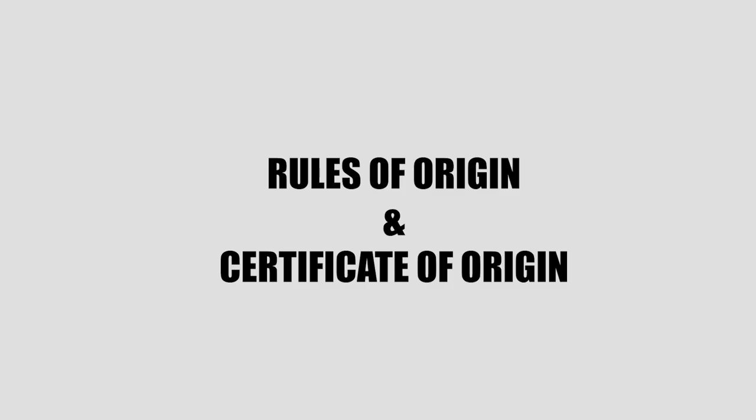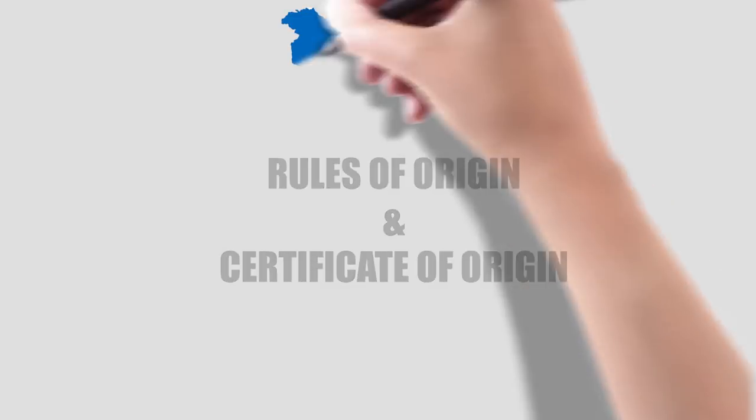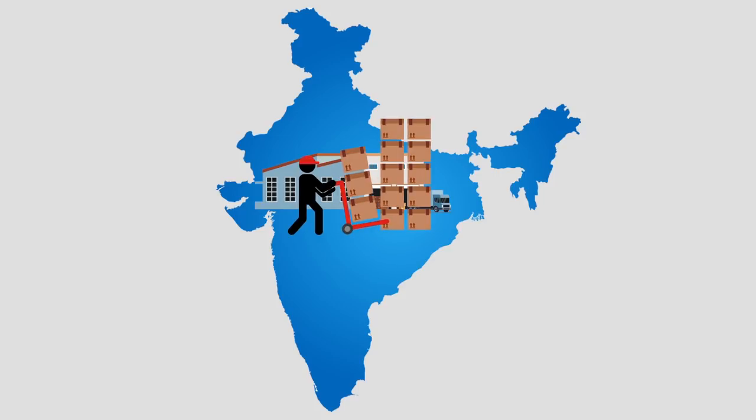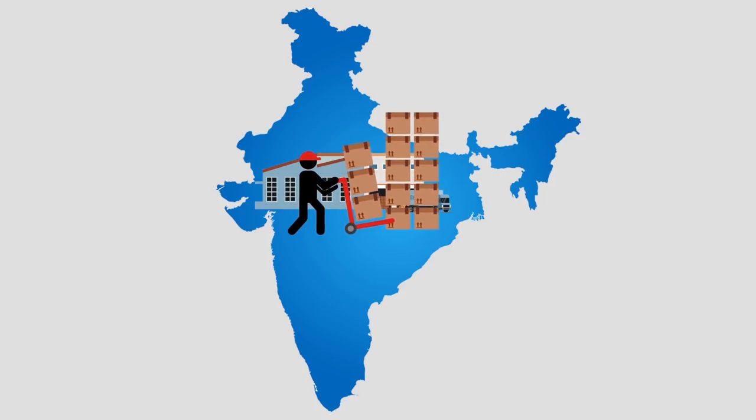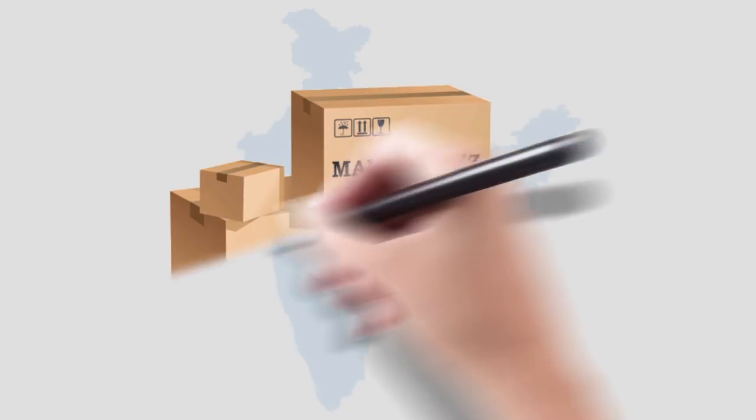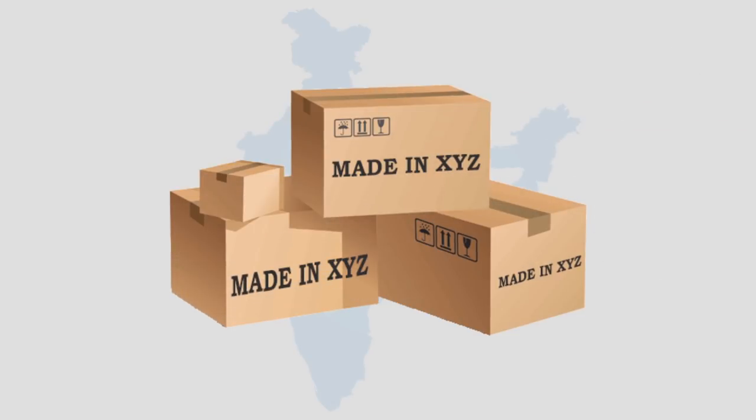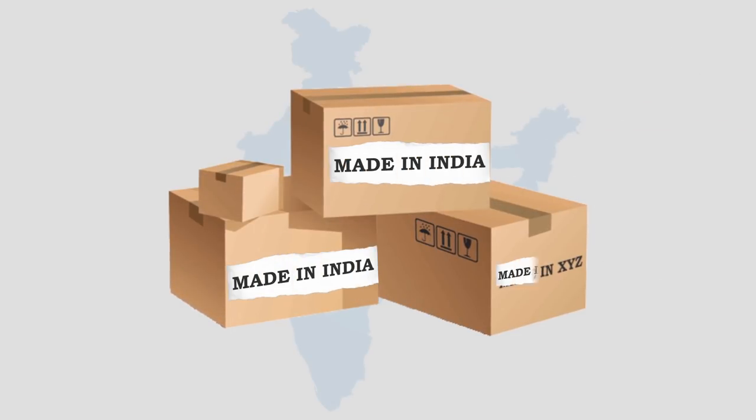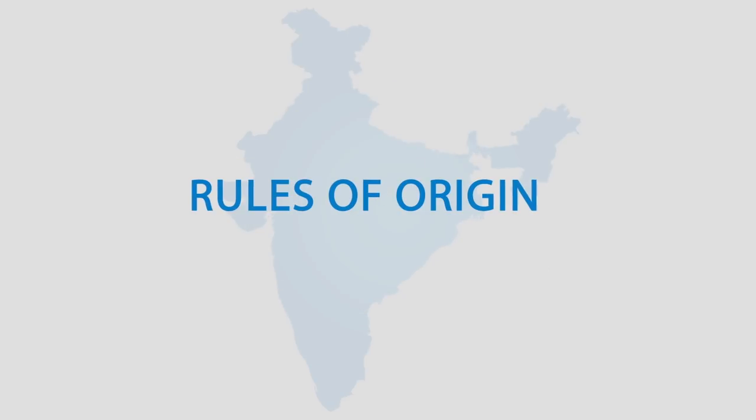Rules of Origin and Certificate of Origin. Goods made in India get tariff benefits if covered under a free trade agreement that India has signed. However, a good imported from another country may be re-exported from India falsely, stating that the good was made in India. To prevent such and other issues, we have rules of origin.